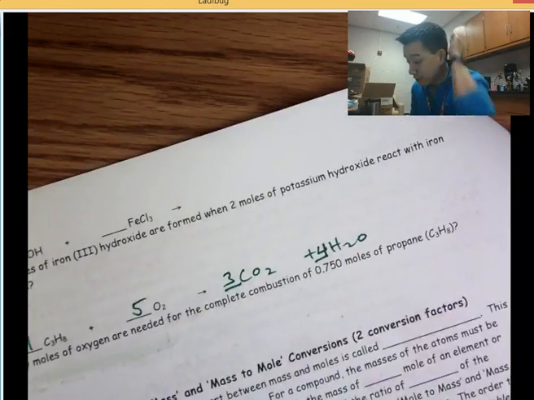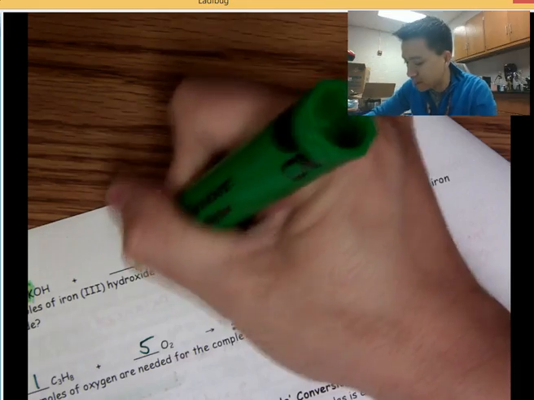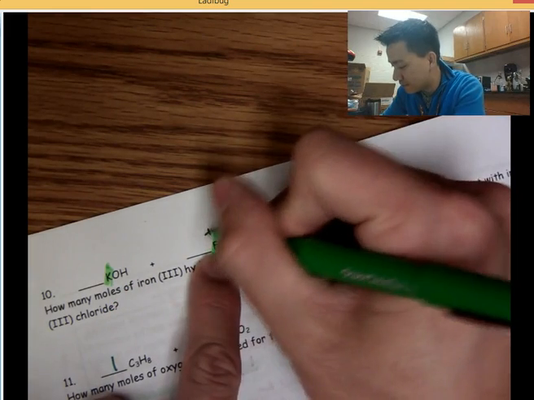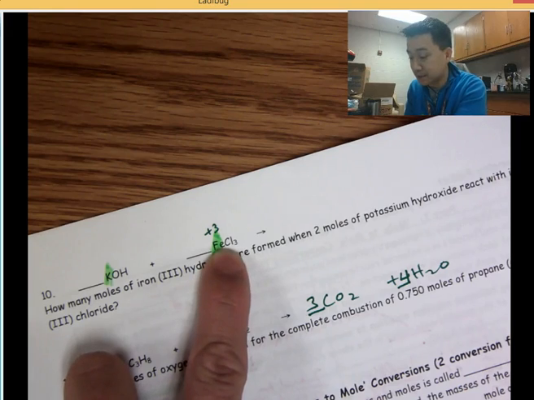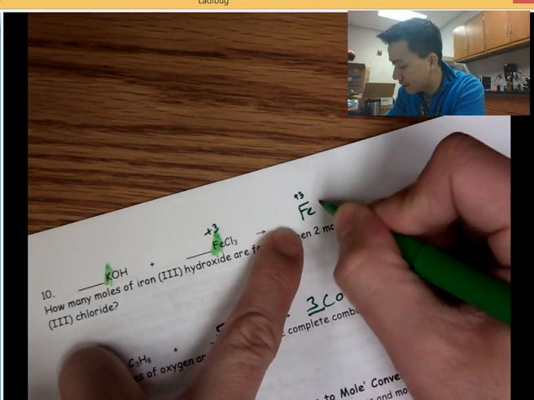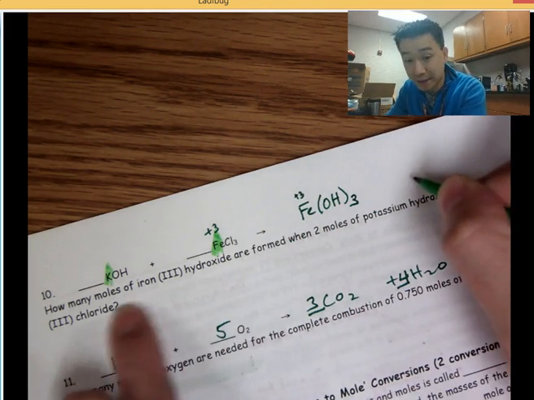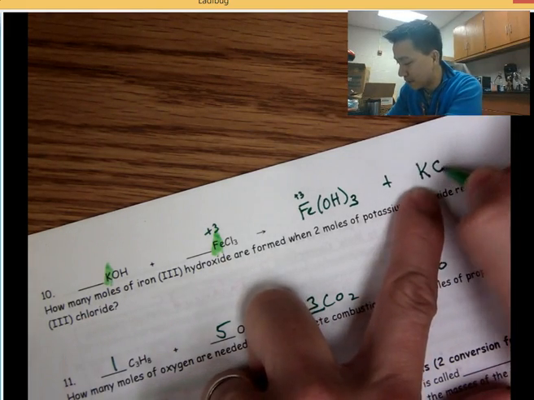Okay. Number 10. Number 10 here is just what we just did. Double replacement reaction here. Alright. So Fe will come over. So obviously this Fe is plus 3 because that's where that 3 came from, so keep that in mind. So you get Fe is plus 3, OH is minus 1. So then I'll put Fe(OH)3 plus K is plus 1, Cl is minus 1, which is KCl.